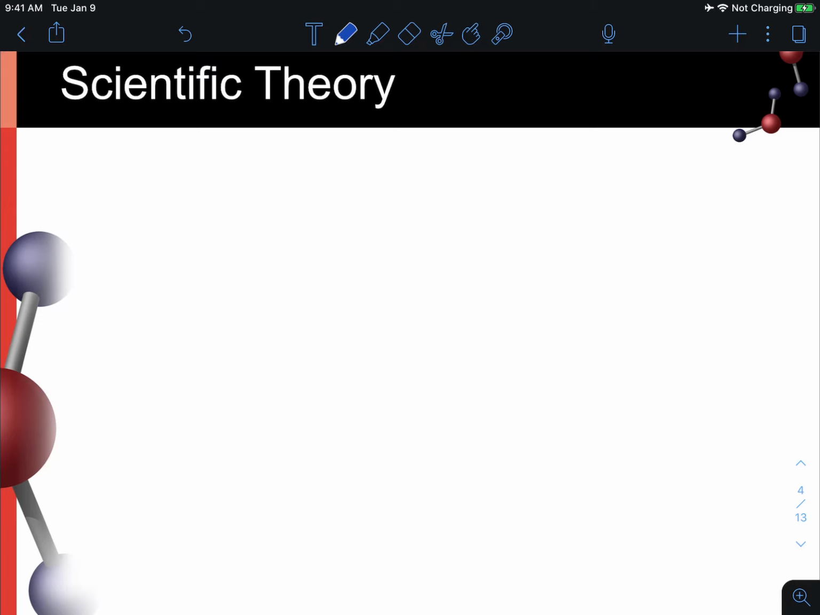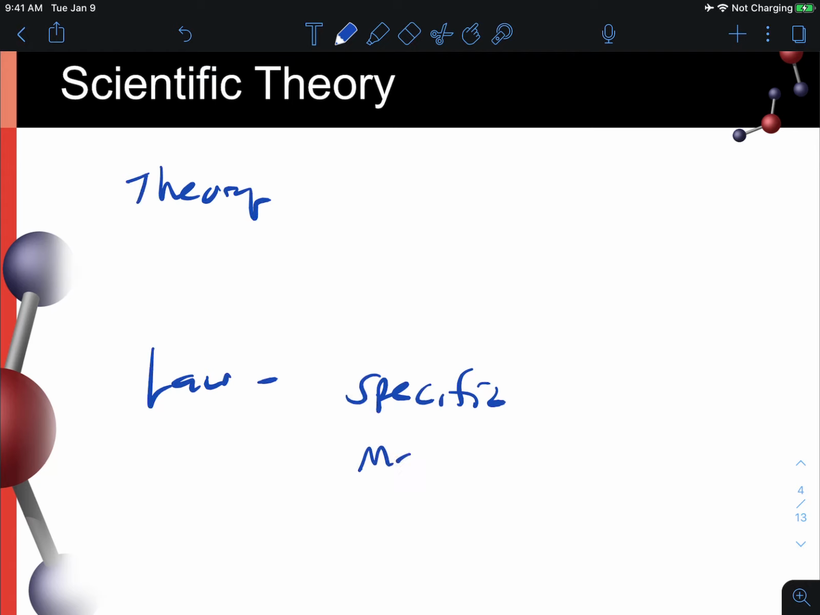Science is really the preponderance of evidence, that collection of data that results in a statistical conclusion that draws us to the point that says, okay, we have enough data to say that this is fairly certain. So we have different levels of certainty. But the two things that people get confused about are theory and law. A law is usually very specific. It often can be mathematical, but it doesn't have to be.